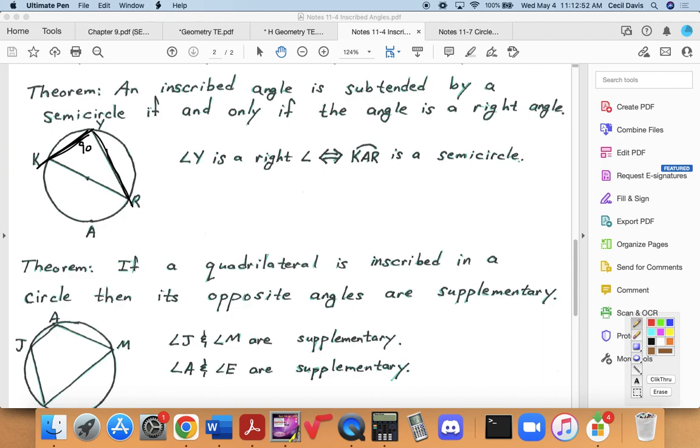And it works the other way as well, although you don't see that as often. If they give you that this is 90, well, then you know that this arc over here has to be 180.